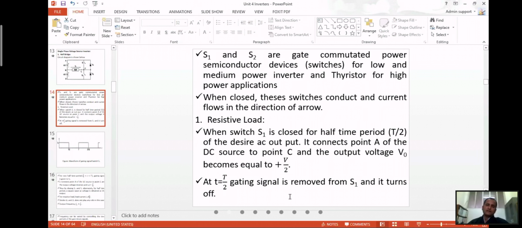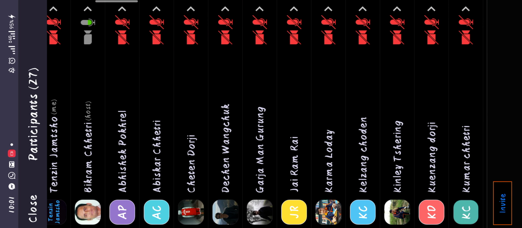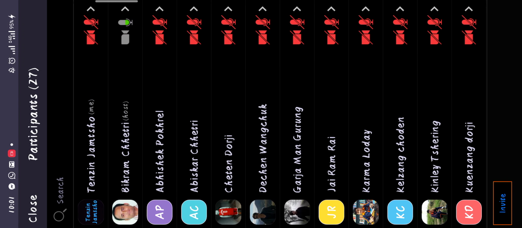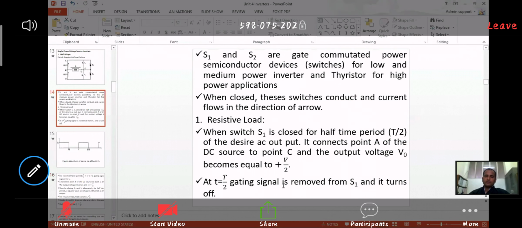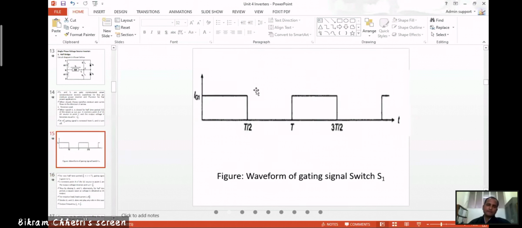At T by 2, the gating signal is removed from S1, and it turns off. So up to T by 2 it is conducting, then again there is another cycle. This is the waveform of the gating signal for switch S1.